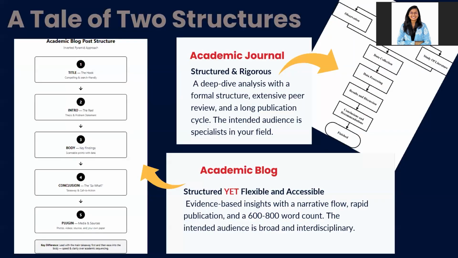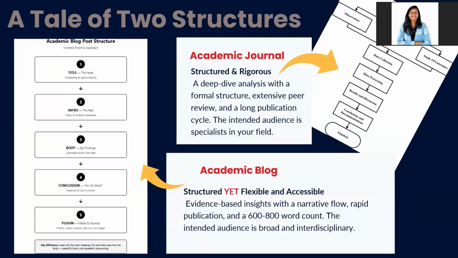So you can see, in this next slide, the whole idea of it: an academic journal has a whole process where you start with something, then you have an intro, then a literature review, methodology, and then you give yourself time to write a paper for about 3 to 5 months. However, an academic blog is very flexible and accessible. It mostly follows a narrative flow. It provides a rapid publication process, and it's only about 600 to 800 words.